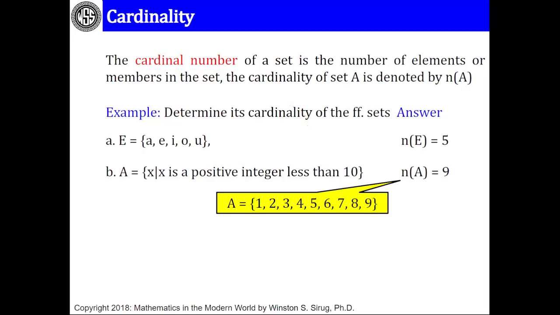Cardinal number. The cardinal number of a set is the number of elements or members in the set. The cardinality of a set A is denoted by n(A). Example: determine the cardinality of the following. E is equal to the set of A, E, I, O, U. B, A is equal to the set of x such that x is a positive integer less than 10.